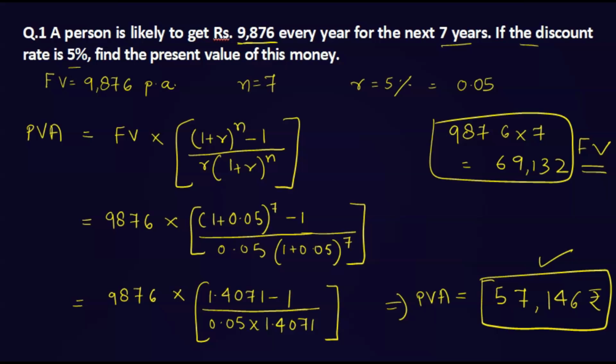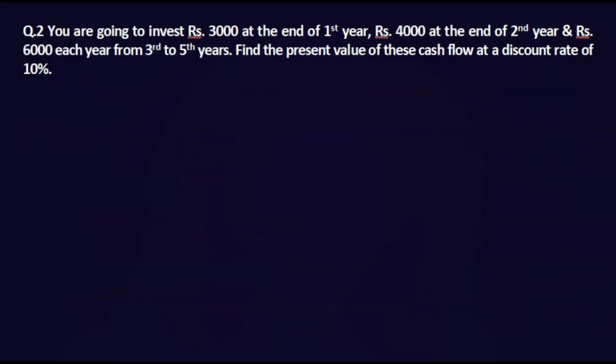Let's see one more question here. See how you can solve this. See, this is something different. You are going to invest 3,000 at the end of the first year, 4,000 at the end of the second year, and 6,000 each year from the third to the fifth year. So what is the difference?